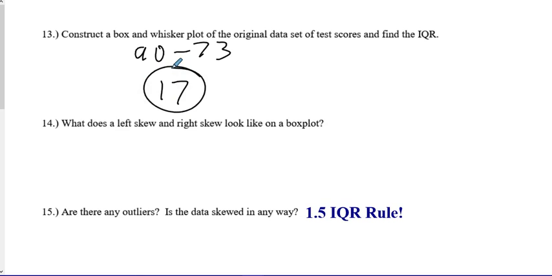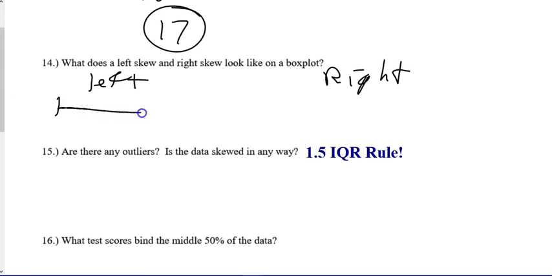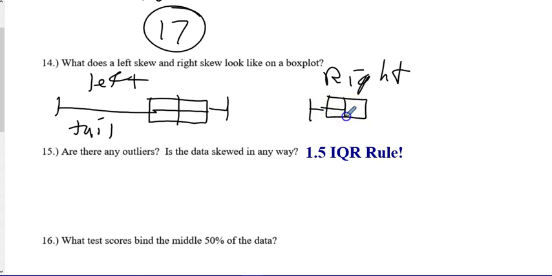What does a left skew and right skew look like on a box plot? So we'll put left here, and we'll put right here. Again, we're going to look at the tail. So if I have my low here, and my box is kind of up here, and my tail is to the left, that's left skew. And then you just flip it. I have a long tail here. That's going to be right skew.